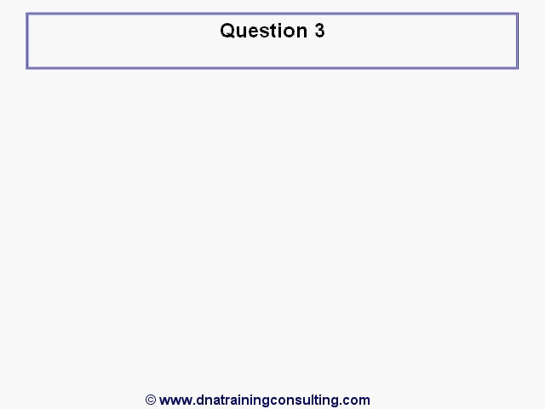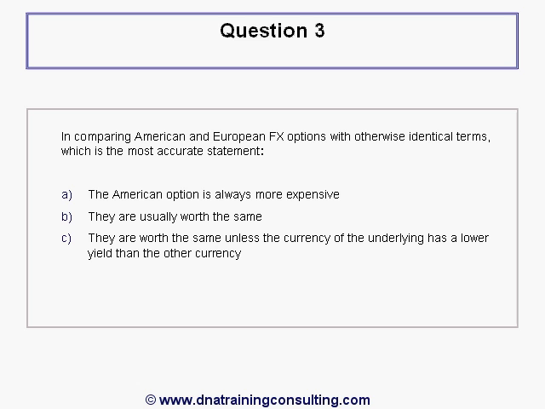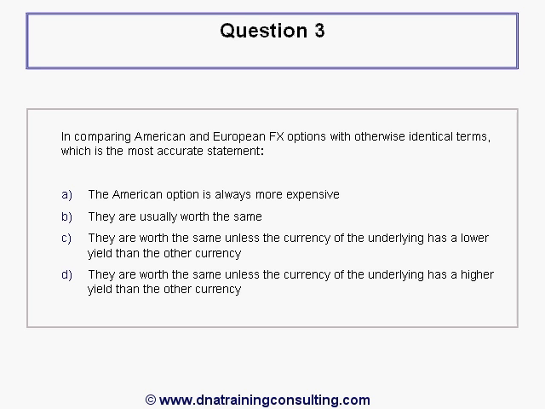Question 3. In comparing American and European FX options with otherwise identical terms, which is the most accurate statement? The 4 possible answers are the following. The correct answer is D as in David. The ability to exercise the American option prior to expiration becomes worth something extra over the European when the underlying offers a higher yield than the cost of financing the strike price. Therefore, the answer is D as in David again.